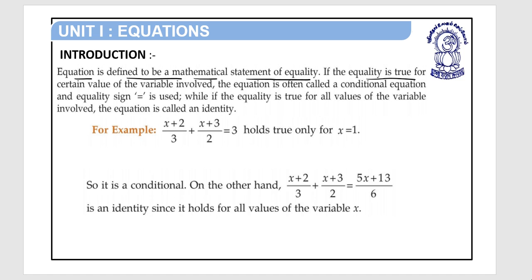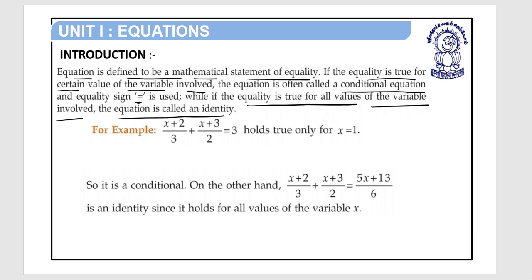If the equality is true for certain values of the variable involved, the equation is often called a conditional equation. An equality sign is used if the equality is true for all values of the variable involved. The equation is then called an identity.